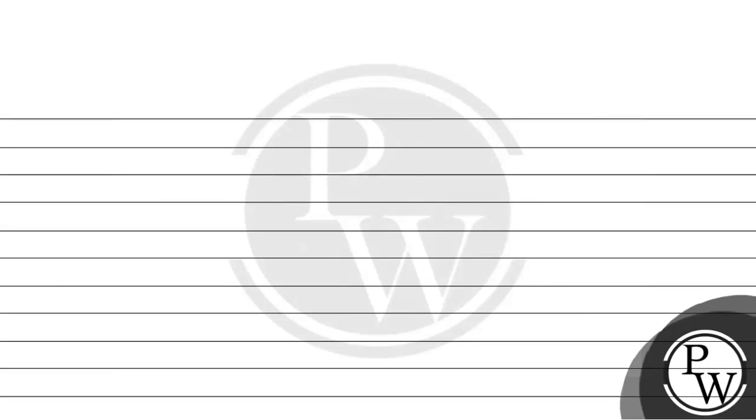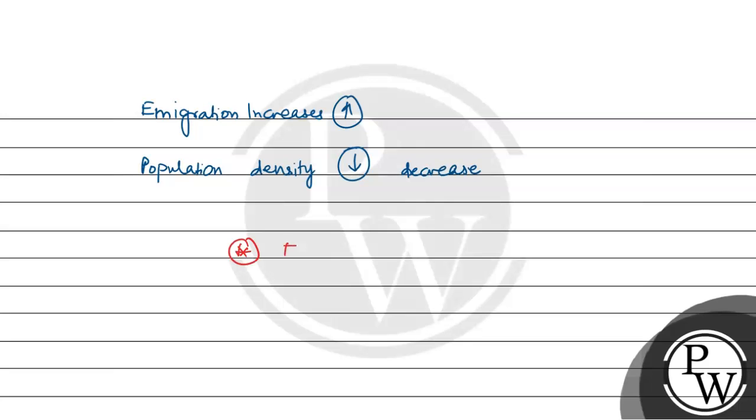So, the more emigration there is, as the emigration increases, population density decreases. Population density decreases. That means emigration negatively affects the population density. So the final answer for this question is, as emigration increases, population density decreases, and it negatively affects the population density.